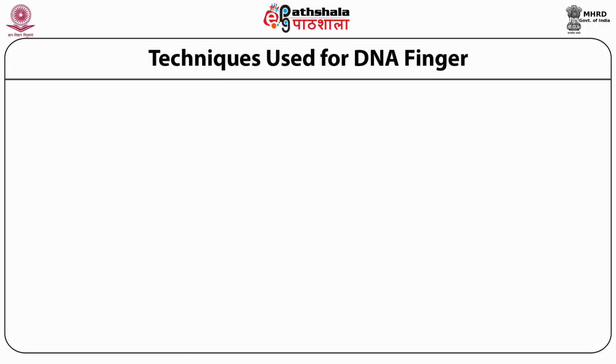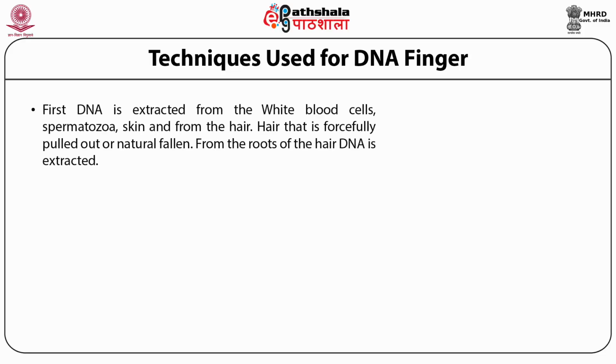Now, I'll be talking about techniques which are used for DNA fingerprinting. The DNA fingerprinting techniques consist of various steps. In the first step, DNA is extracted from the white blood cells, spermatozoa, skin and from the hair. Hair that is forcefully pulled out or naturally fallen. From the root of the hair, DNA is extracted.